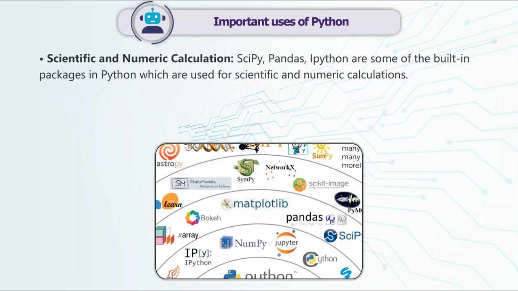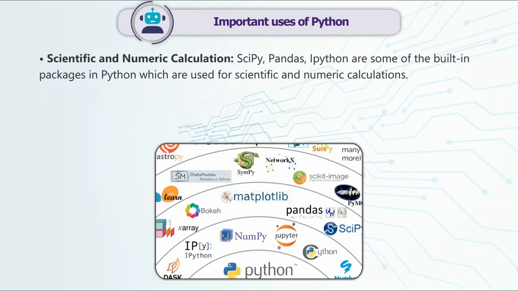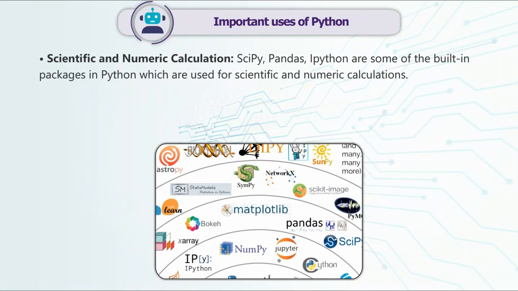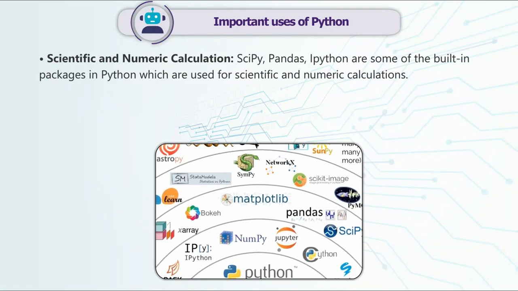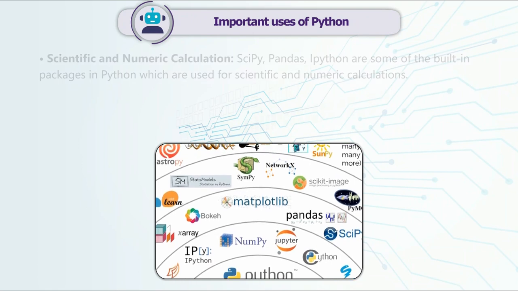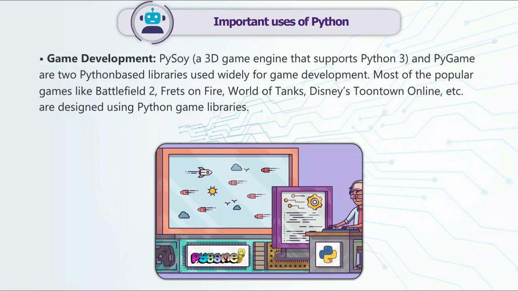Scientific and numeric calculation. SciPy, Pandas, and IPython are some of the built-in packages in Python which are used for scientific and numeric calculations. Game development.